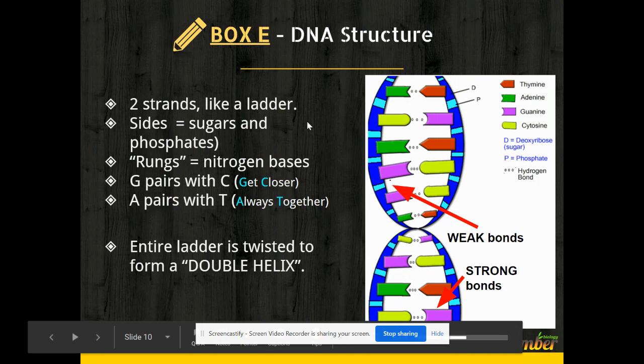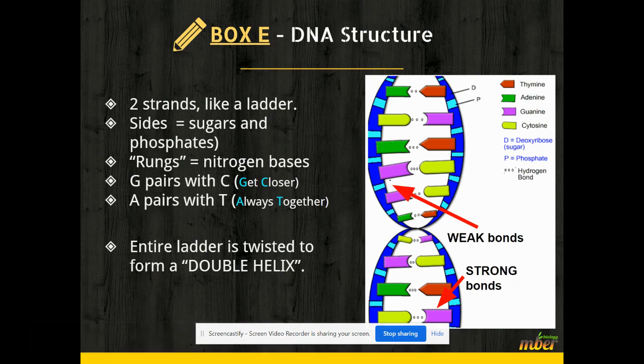So DNA structure. DNA has two strands like a ladder, and it has sides of sugars and phosphates. These are the ladder strands. The rungs are going to be nitrogen bases. G is going to pair with C, and just to help you remember, we have "get closer." And then A pairs with T.